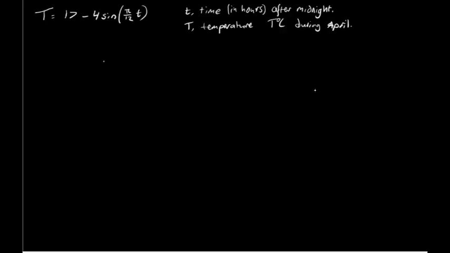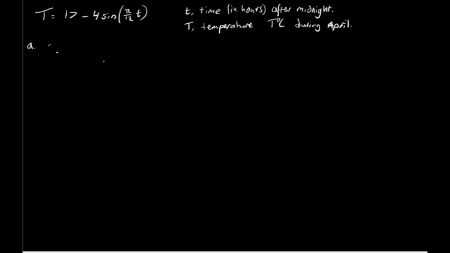Hi everyone, in this video we're going to have a look at some applications using our trig functions. To start off with, we've got our temperature, T degrees, during April, given by T equals 17 take 4 sine pi on 12 t, and we've got time little t in hours after midnight. The first part of the question asks to find the temperature at midnight.